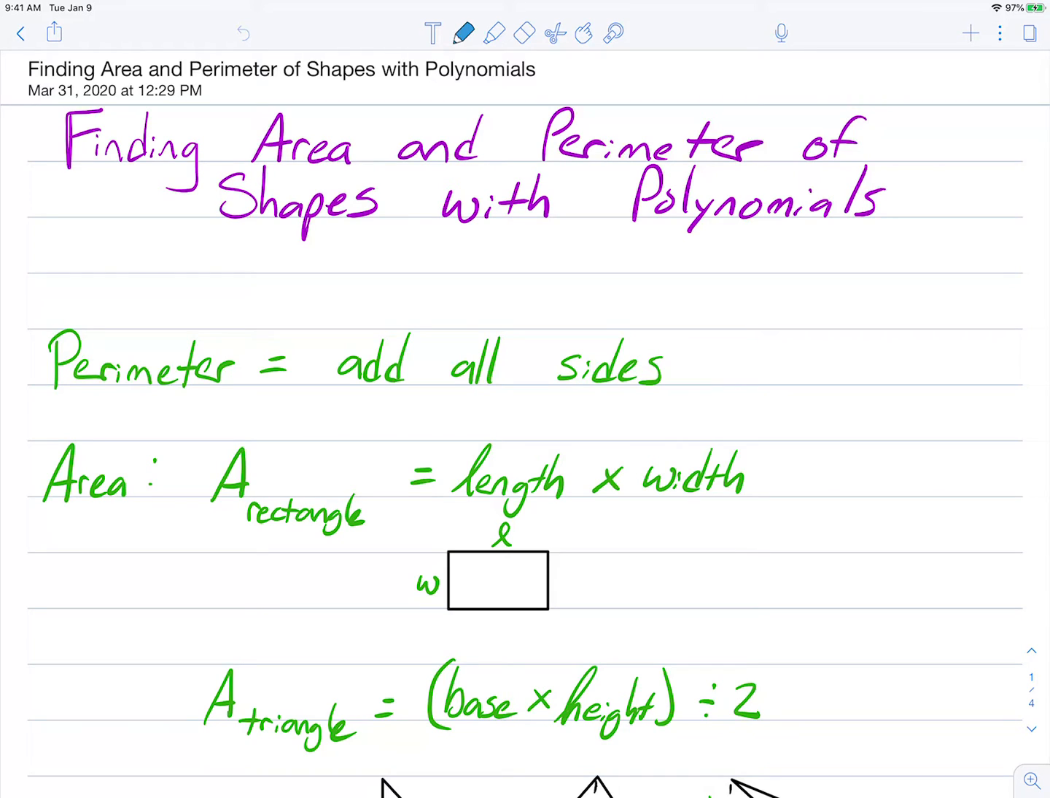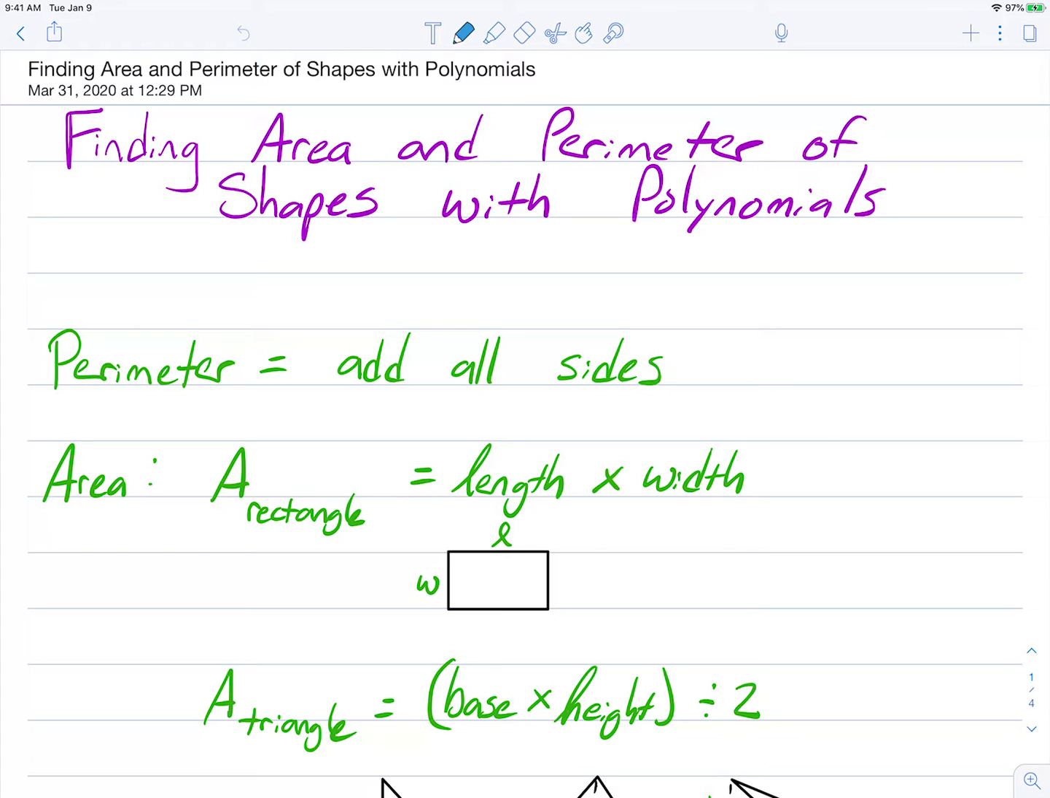Hello everyone. Today's notes and assignments are finding area and perimeter of shapes with polynomials. So we're going to be using a couple things that we've done in the past and what we've just been working on. A couple reminders: perimeter is when you add up all the sides of the shape.